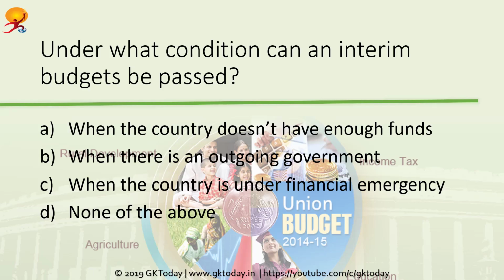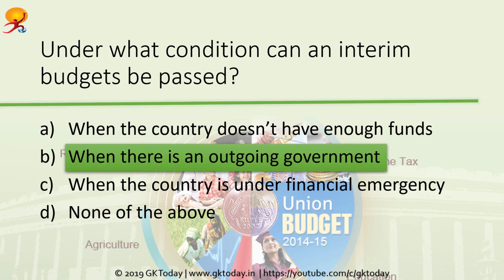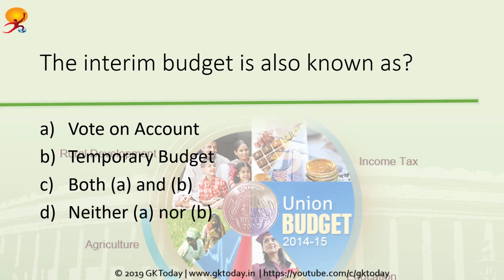Under what condition can an interim budget be presented? Correct answer is when there is an outgoing government. So among the given options, this is the most appropriate answer. The interim budget is also known as what? Among the given options, option A or vote on account is a correct answer.